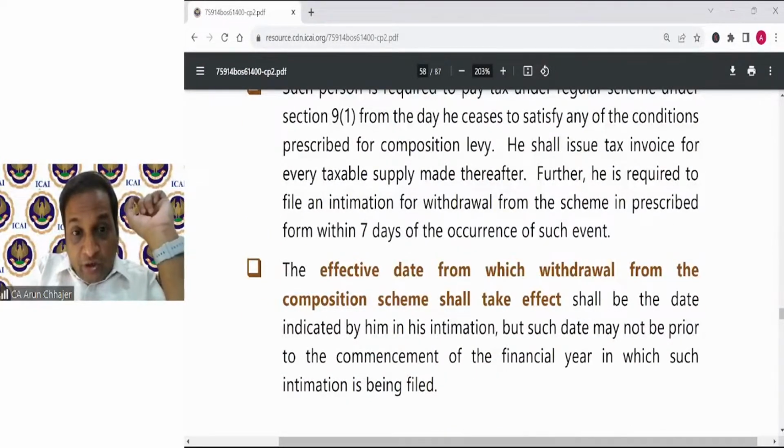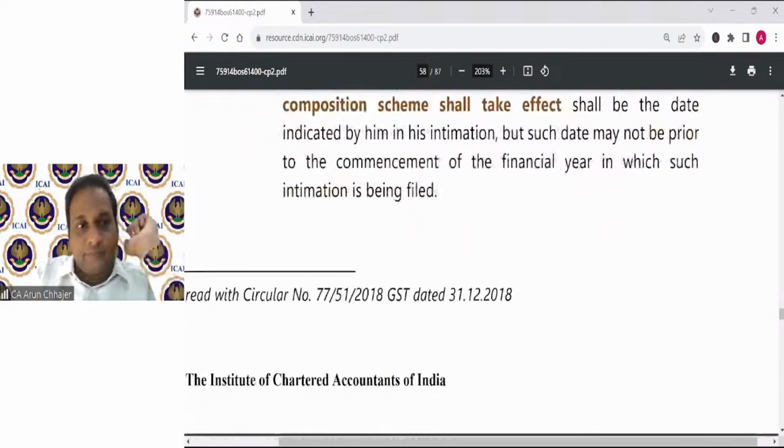What is the effective date for withdrawal from the composition? The effective date from which withdrawal from the composition shall take effect shall be the date indicated by him in the intimation, but such date may not be prior to the commencement of the financial year in which such intimation is filed. Correct.